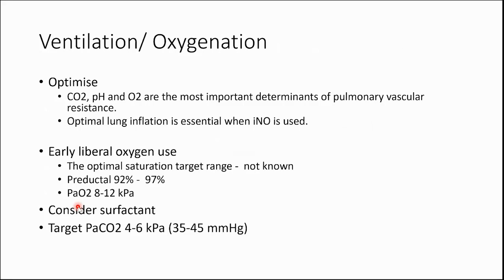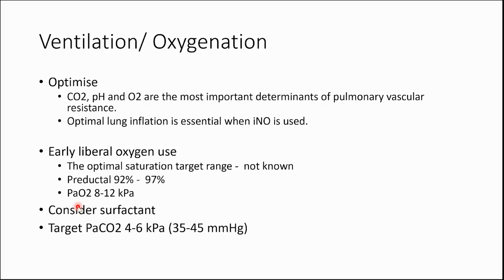Okay. Now, moving on to principles in ventilation and maintaining oxygenation of the baby. It's very important that we optimize the baby's oxygenation as well as the carbon dioxide level, because the CO2 level, pH of the arterial blood, as well as the oxygen level are the most important determinants of the pulmonary vascular resistance. If the baby becomes hypercapnic, if the pH drops, or if there is hypoxemia, then it's difficult for you to manage the PPHN. So how we are going to achieve all these targets is by providing optimum lung inflation. Also, if you have to use inhaled nitric oxide, there is no point in you starting nitric oxide if you haven't provided optimum lung inflation.